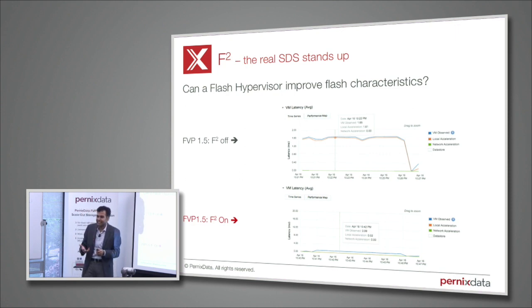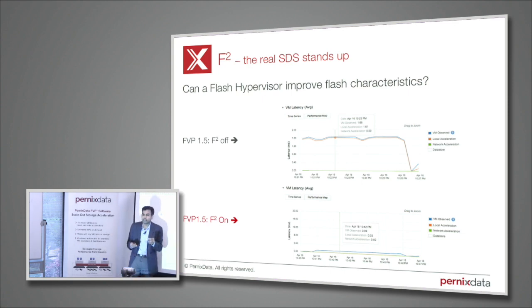In fact, the IOPS part is less interesting because virtual machines are not trying to get 30,000 IOPS. What they are trying to get is lower latency. And so we can make a flash device with reasonably good characteristics look even better.